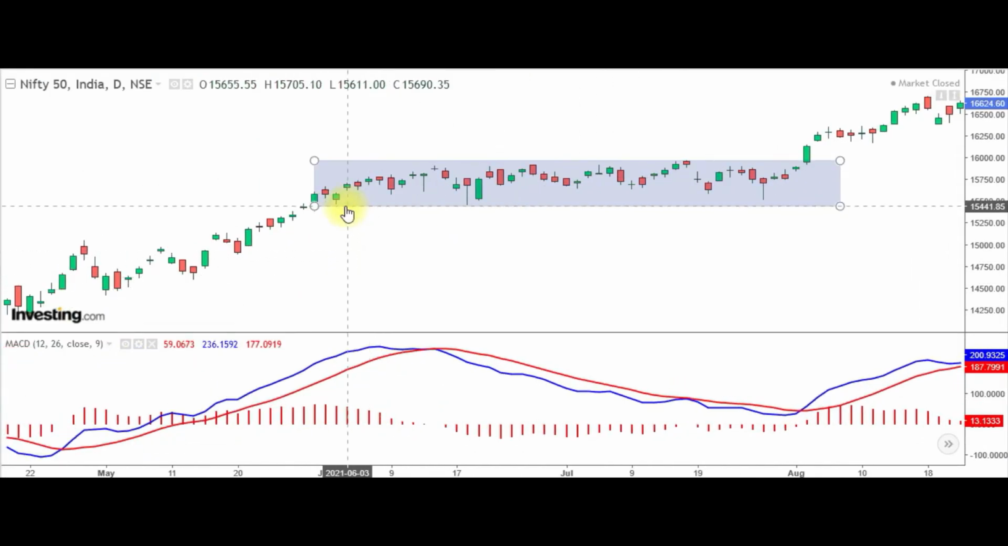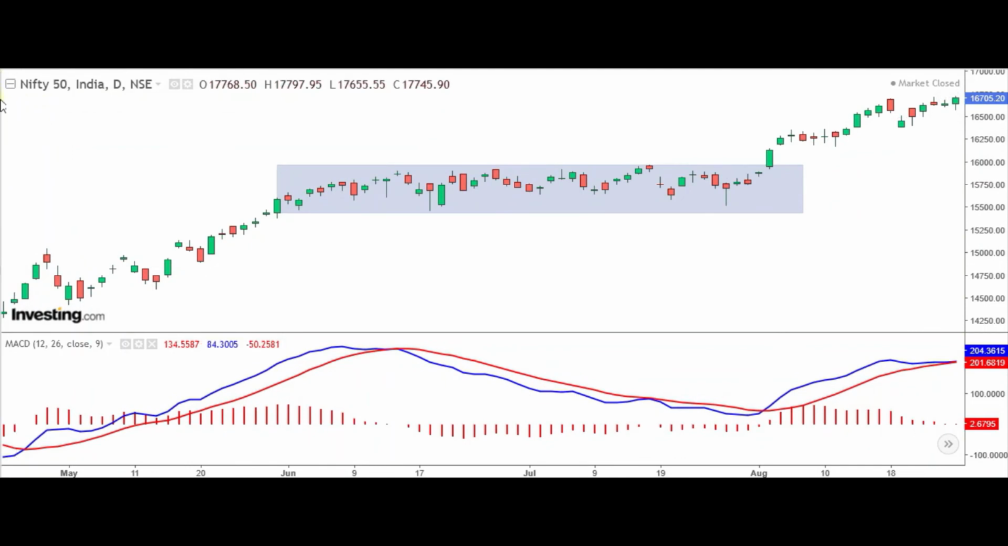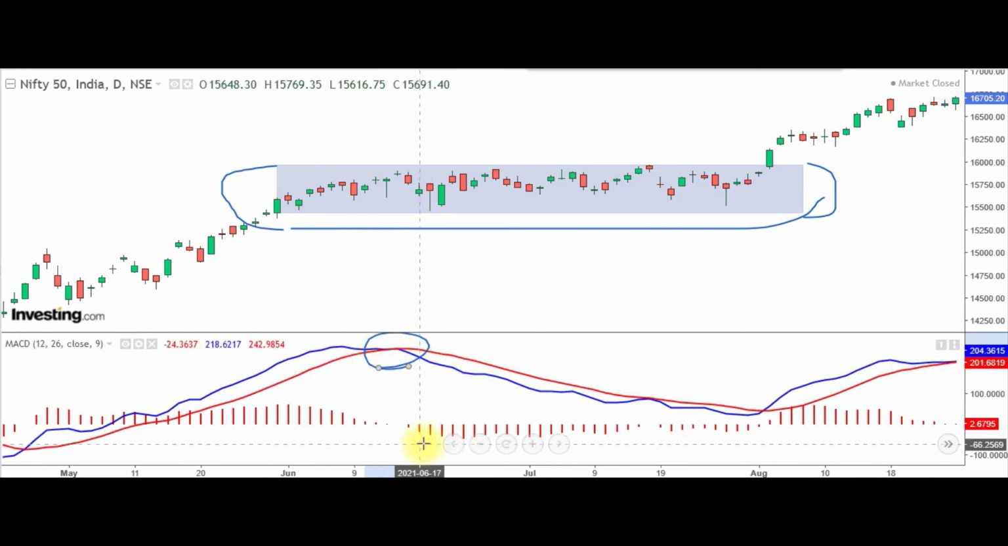Now here you can see a daily chart of Nifty, and this particular sideways price action, which has been marked in grey, was a very narrow range. It was almost a 500 points range for Nifty, which is very narrow. And if you closely observe, the MACD had given a negative crossover, and the histogram was almost near the zero line.